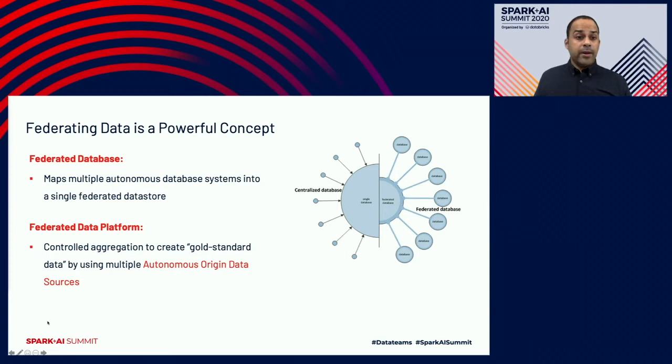Then you've got the federated data platform, which is basically controlled aggregation to create gold standard data by using multiple autonomous origin data sources. And the go-to architecture pattern here is what we call event sourcing, which you'll be familiar with, and we'll discuss that in detail at a later slide.